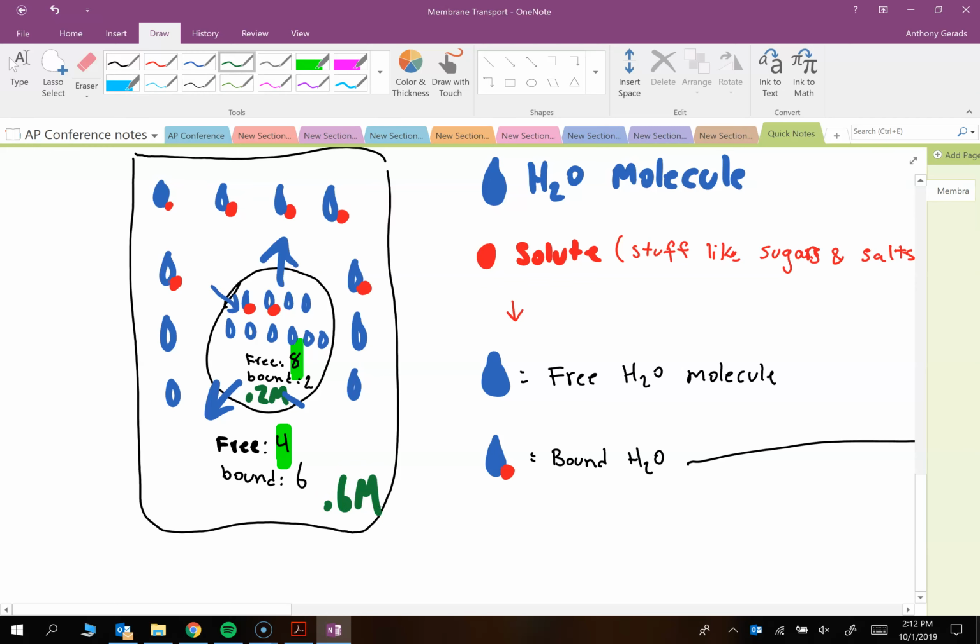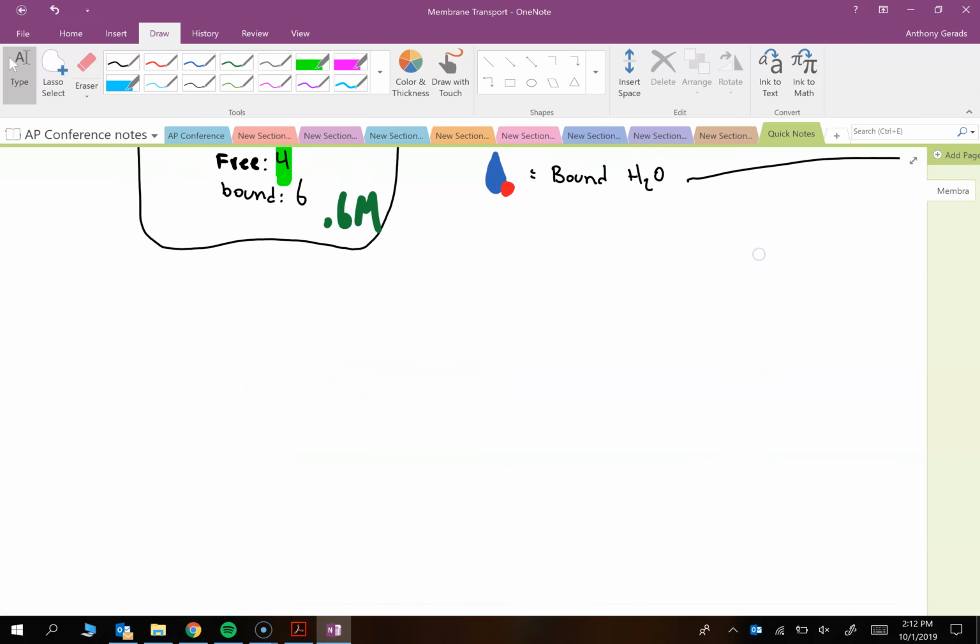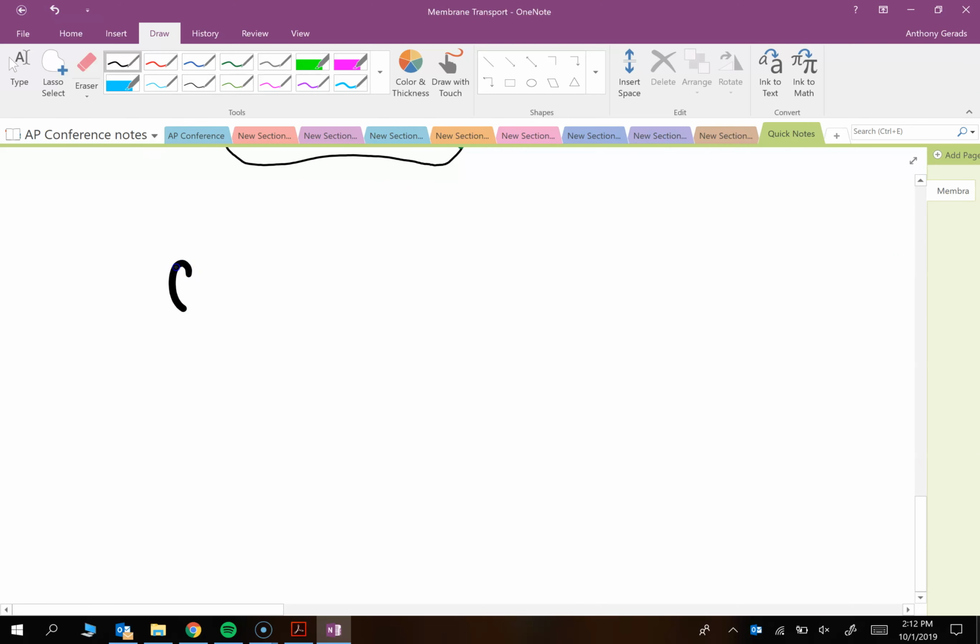So which one has more stuff? The outside or the inside? The outside has more stuff. All right? Cool. So keep that in mind now because we're about to go into some nerd terms. Okay, so we're going to talk about concentration terms.